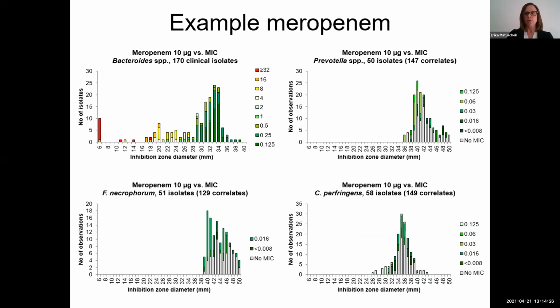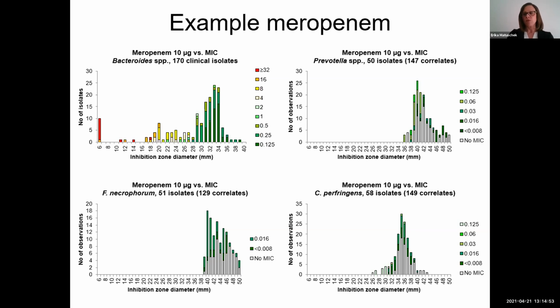Here's an example for the anaerobes and meropenem for different organisms and species. The first one is for Bacteroides, where we do have non-wild type isolates and isolates that have MICs that are either in the I category or resistant. You can see that these are nicely separated from the wild type distribution, which is in the green bars here from 28 millimeters and above.